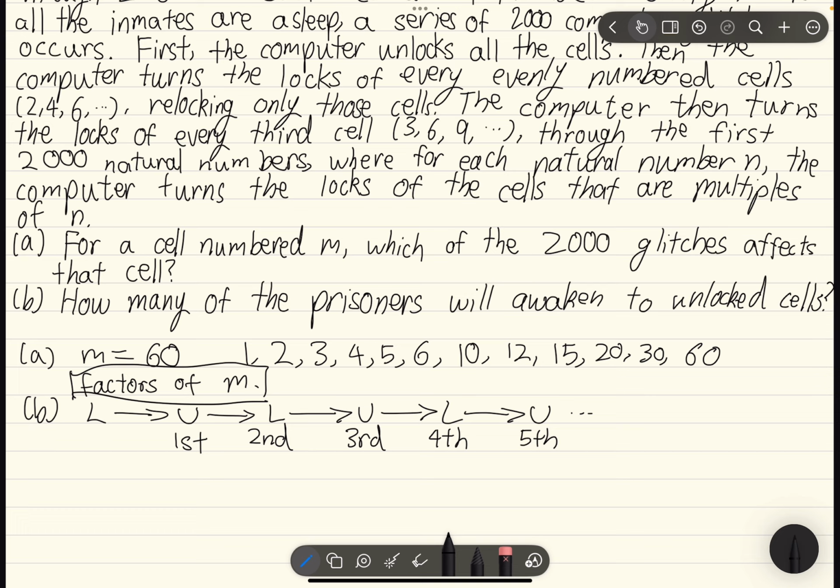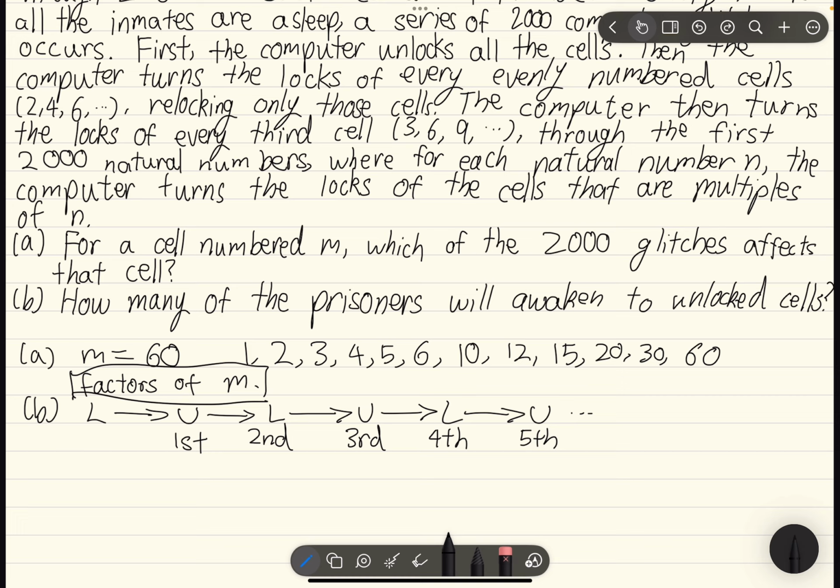So how many glitches are there in total? If there are an odd number of glitches in total, say 5 glitches that the cell experiences, then the cell would be unlocked at the end of the 2,000 glitches, right? If the cell experiences an even number of glitches in total, then the cell would be locked by the end of the 2,000 glitches.